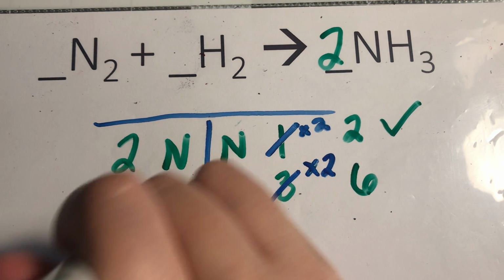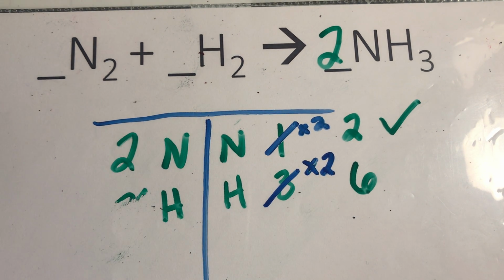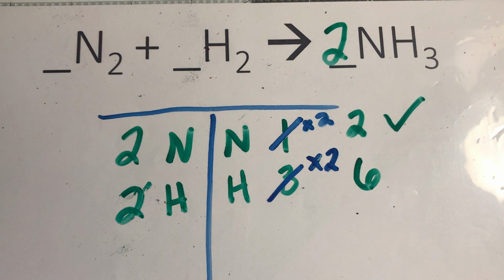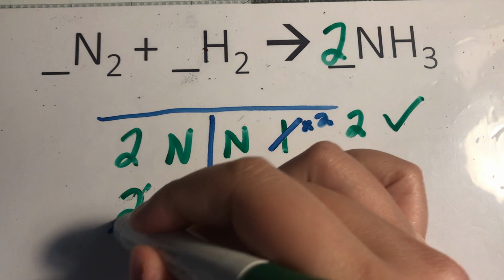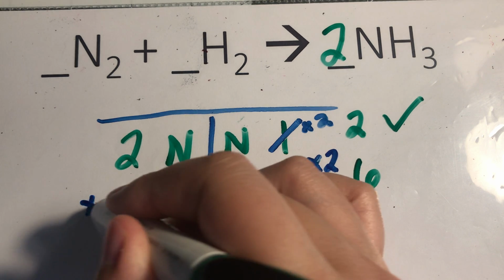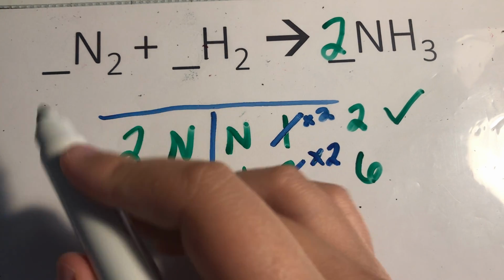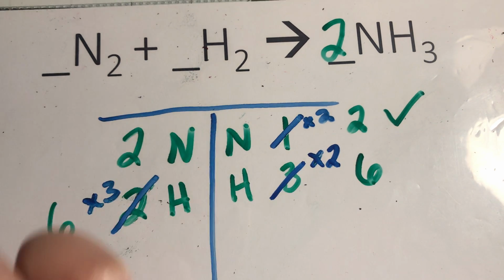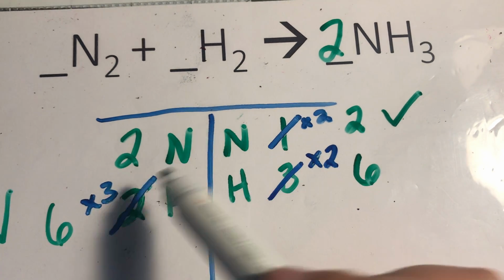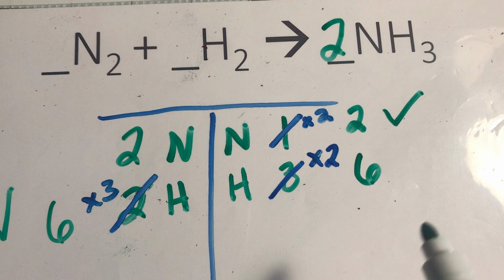Oh no, I picked the wrong color. It must be color coded. Must be beautiful. Yes, blue. So now times 3, and that takes us from 2 hydrogens on this side to 6. Aha! So now these guys match and these guys match. It's a beautiful thing.